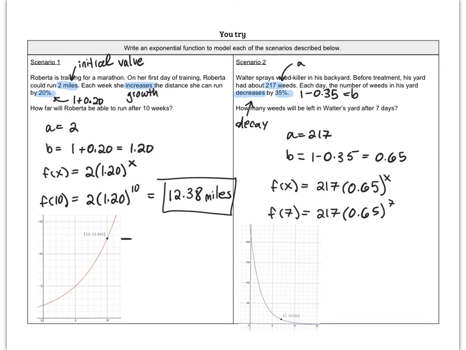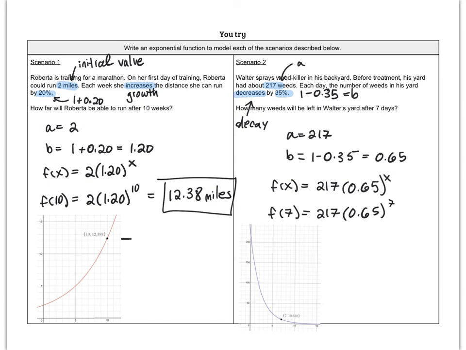So in the second scenario, Walter is trying to get rid of the weeds in his backyard, and he started with 217 weeds. The number of weeds is decreasing every day by 35%. So we subtract 35% from 1. That's 1 minus 0.35. That's 0.65. So that's our common ratio. Therefore, our function is going to be f of x equals 217 times 0.65 to the power of x.